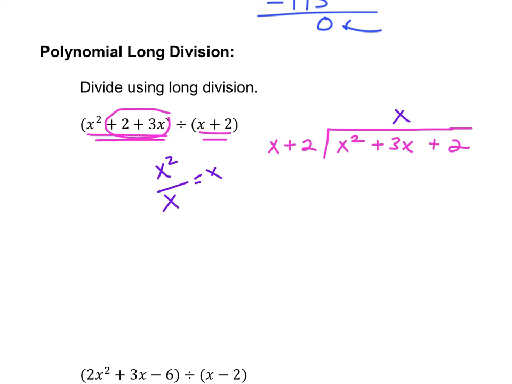And now we multiply. We take the x, and it gets multiplied with the x, so x times x is x squared.